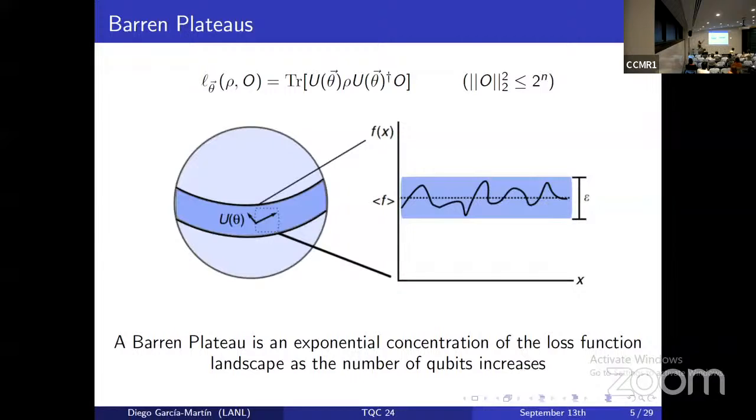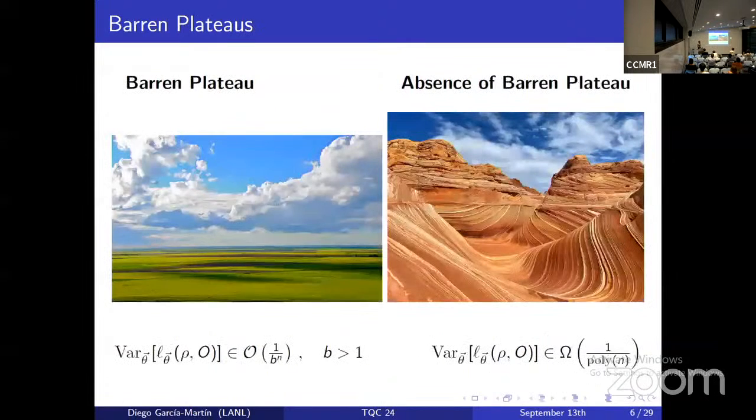And then we want to estimate the expectation value of this observable at the output of the circuit. This is what's called a loss function in variational algorithms, where you want to minimize the expectation value. So a Barren plateau is an exponential concentration of this expectation value around the average value, which is typically 0, as the number of qubits increases. More formally, if the variance over the unitaries in my ensemble, or over the variational parameters theta, is exponentially suppressed with the number of qubits, then we have a Barren plateau. Whereas if the variance is at most polynomially decreasing, then we do not have a Barren plateau.